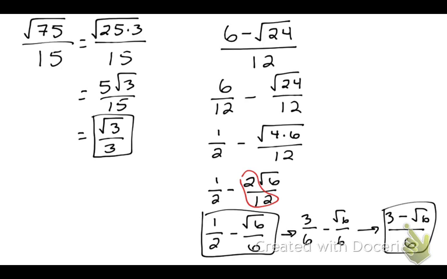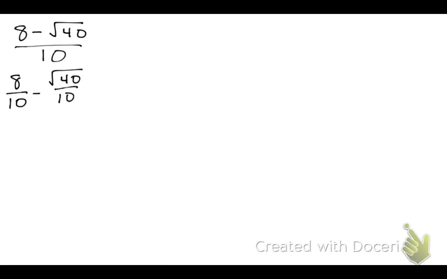Let's have you try one more like that. But I bet you're doing real well. So let's say the problem is 8 minus the square root of 40 all over 10. Hit pause and see what you can do with that. Let's see how you did. This is the same thing as 8/10 minus the square root of 40 over 10. And 8/10, everything's divisible by 2. That's not right. 8/10 is the same as 4/5.